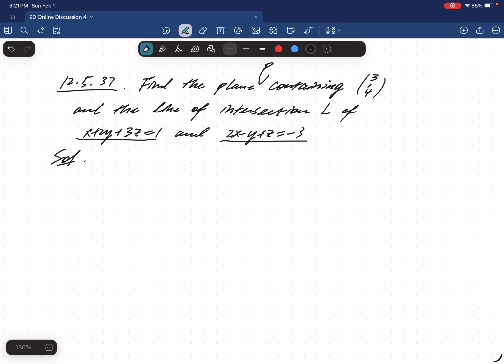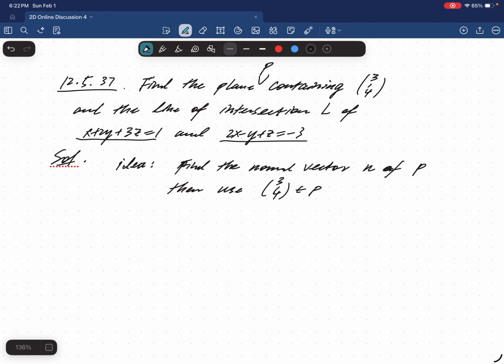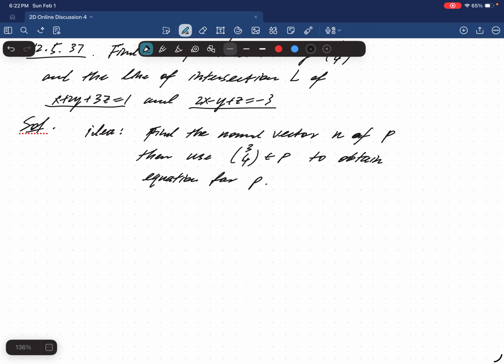So, what's the idea of finding a plane? We need to find the normal vector n of my plane P. And if I can do that, I can use the fact that (3, 1, 4) lies on my plane P to obtain the equation that expresses P. So how do I find the normal?